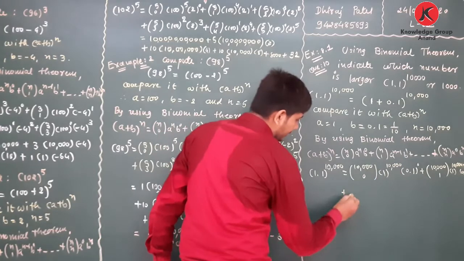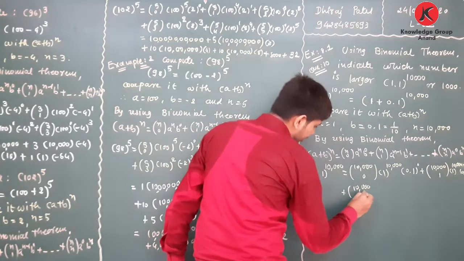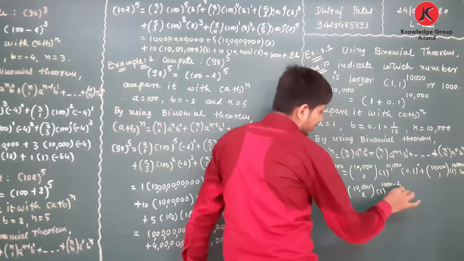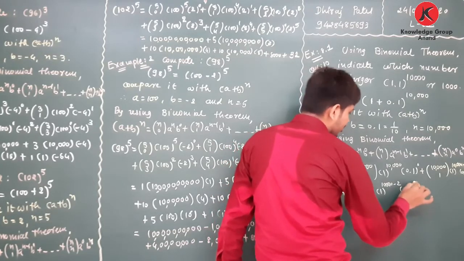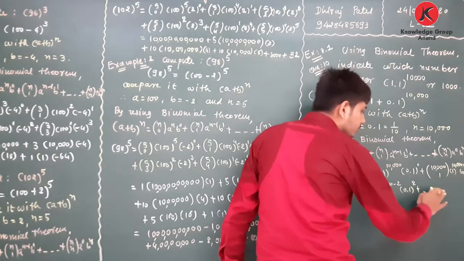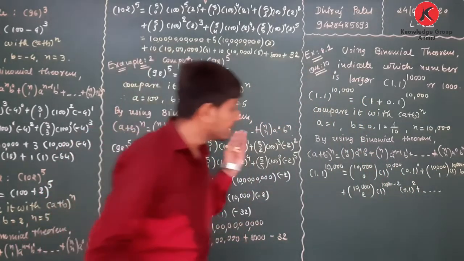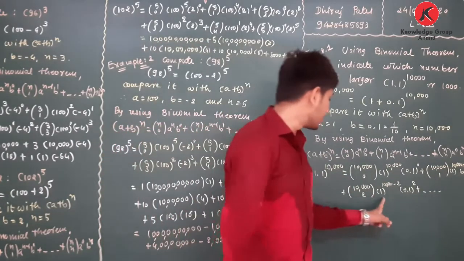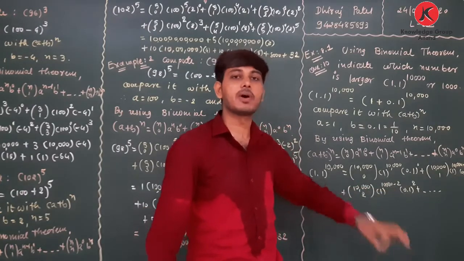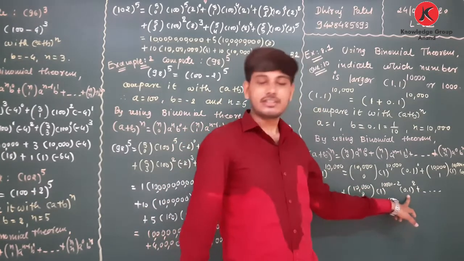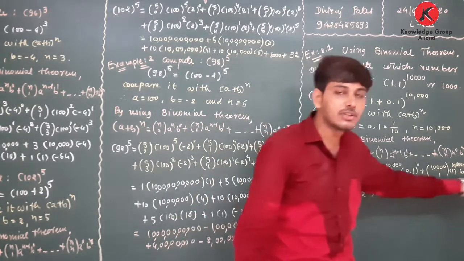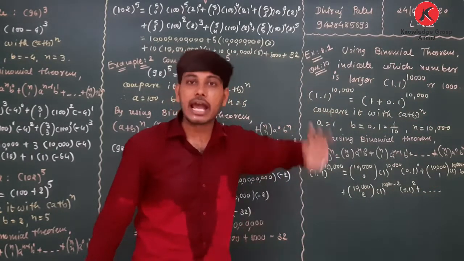प्लस नेक्स्ट टर्म क्या होगा, 10,000 C2 into 1 raised to 10,000 minus 2 into 0.1 raised to 2. पावर बढ़ती जाएगी 0.1 की, प्लस up to infinite. It is going to be infinite. ऐसे ही 1 की पावर डिक्रीज होती जाएगी, उसका कोई मीनिंग नहीं है, उसमें कोई चेंज नहीं होने वाला है क्योंकि 1 की पावर कोई भी हो, आंसर 1 ही रहेगा. बट इसका चेंज इंपॉर्टेंट है. 0.1 रेज़ टू पावर 0, 1, 2, 3, 4 up to 10,000.